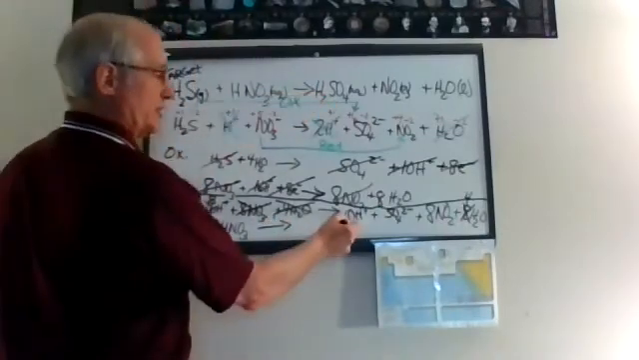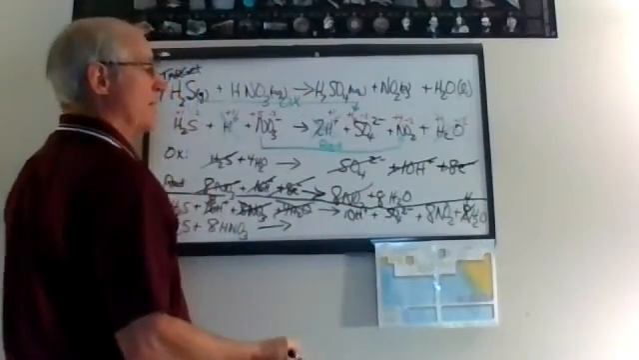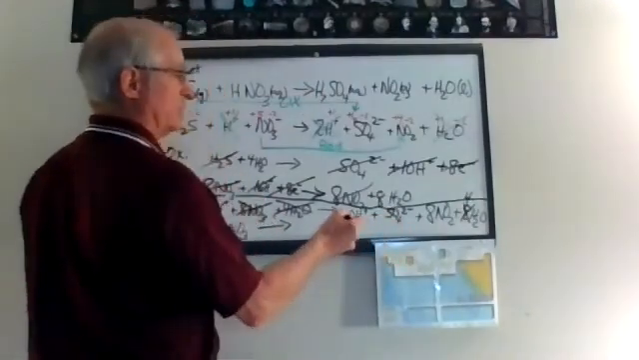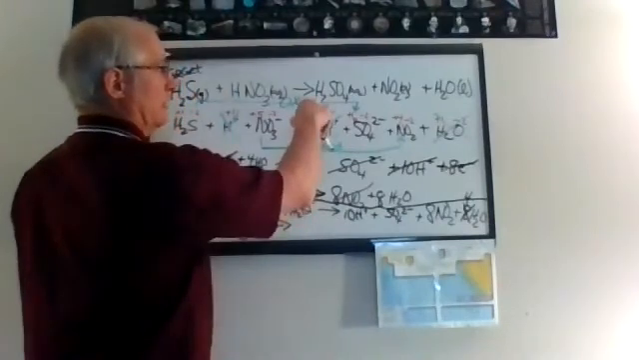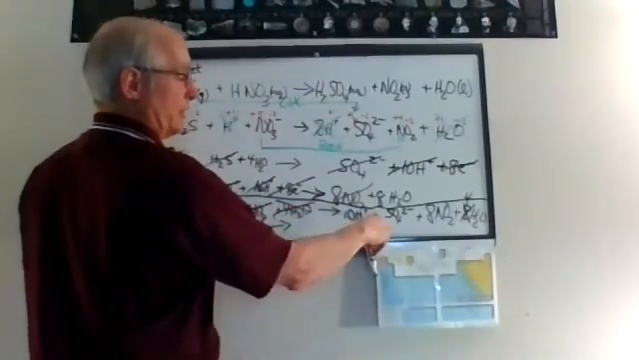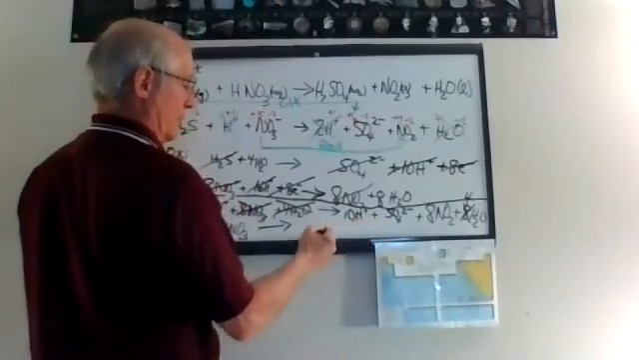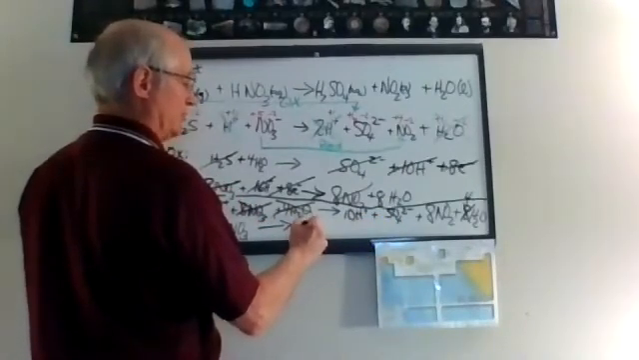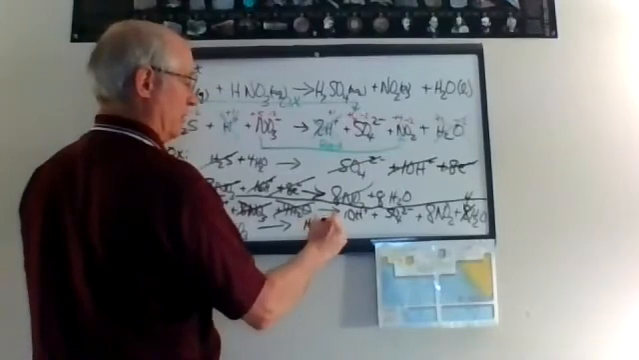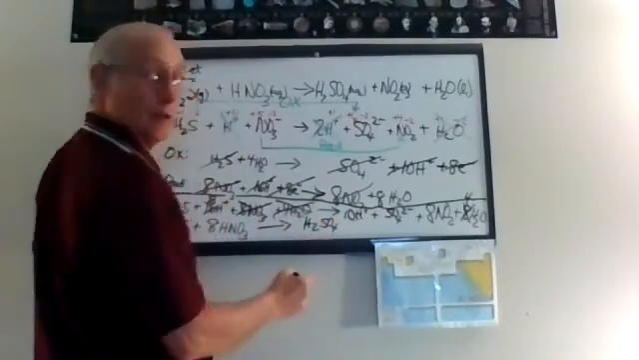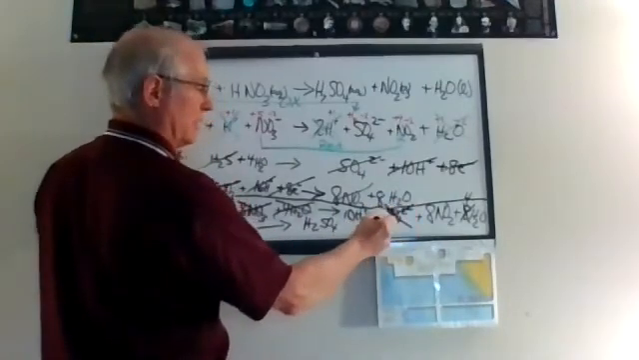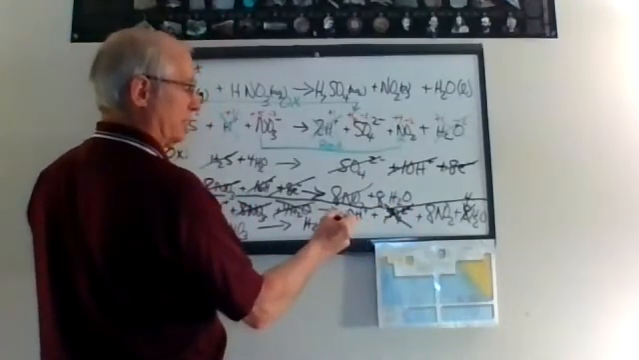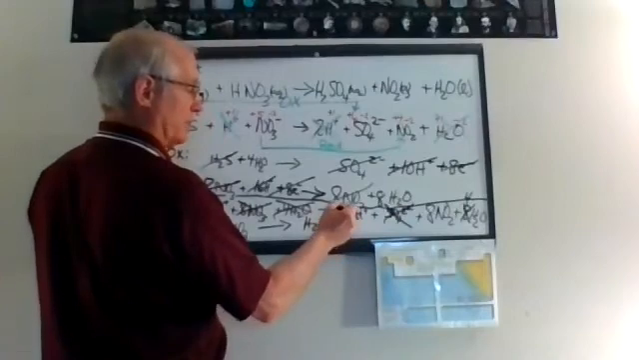H2SO4, we got some H there, and got some SO4 there. For every SO4, we need 2 of the H's. Looks like we can only make one of them because there's only one of those SO4s. So we're going to call it H2SO4. We're going to get rid of our SO4. And we're going to get rid of 2 of these. So we're down to 8 of those.